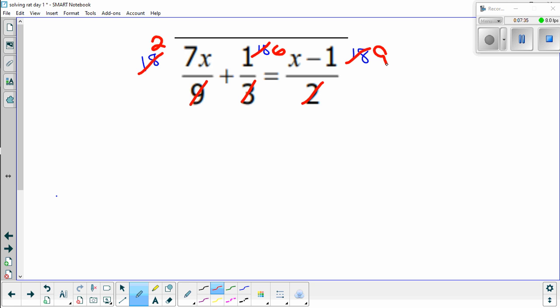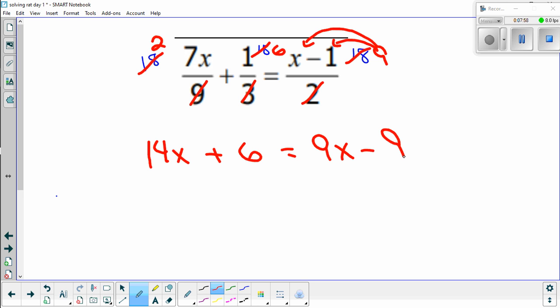Now, we're just going to go back to algebra 1 and do a little bit of distribution and solving. And you guys are really good at this. 2 times 7 is going to be 14x. 1 times 6 is just going to be 6. And finally, don't forget, the negative goes to both of those guys. 9x, careful there, minus 9. Are we cool with that?